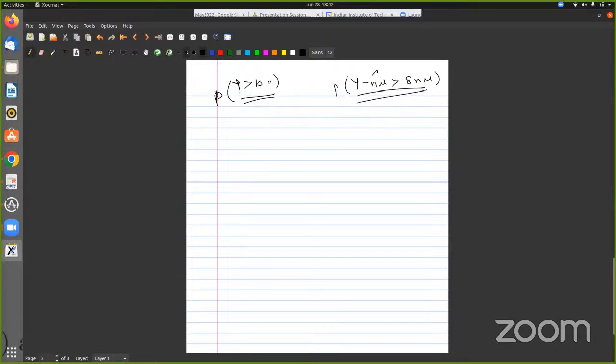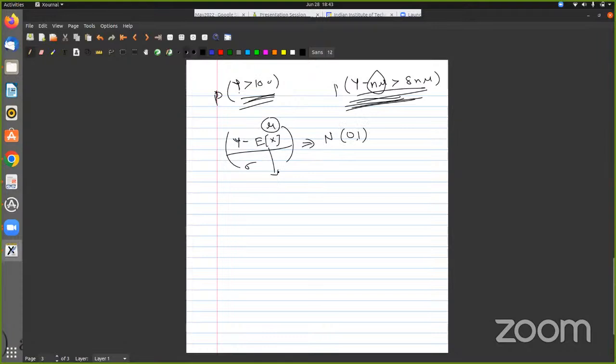Here it was subtracted with n mu, so this probability was different. The asked probability is different, and this one is different. So for this, you have to convert it into the standard normal. And how you convert into standard normal is you have to subtract the expectation, that is mu, and divide by the standard deviation, sigma. When you do this, it will be normal 0 1, right?